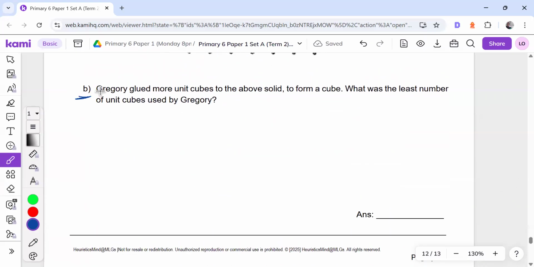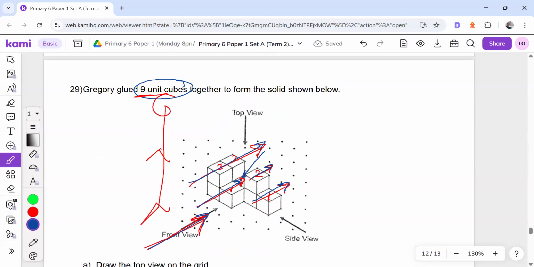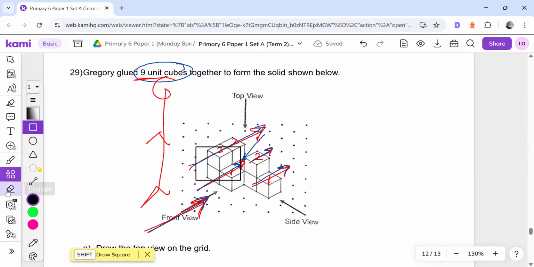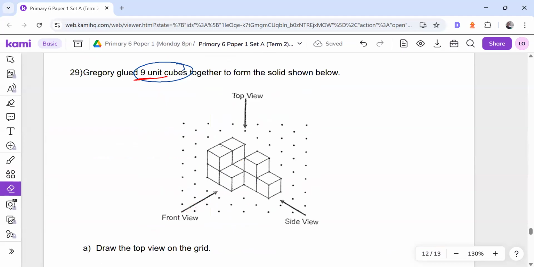Some of you may not know how to do this. Gregory glues more unit cubes to form a solid. What was the least number of cubes used by Gregory? Now, this is how you do it. You can look at the figure. It is not a solid cube yet. So you are going to add some cubes so that it becomes a bigger solid cube. How many cubes must you add to make it into a cube?